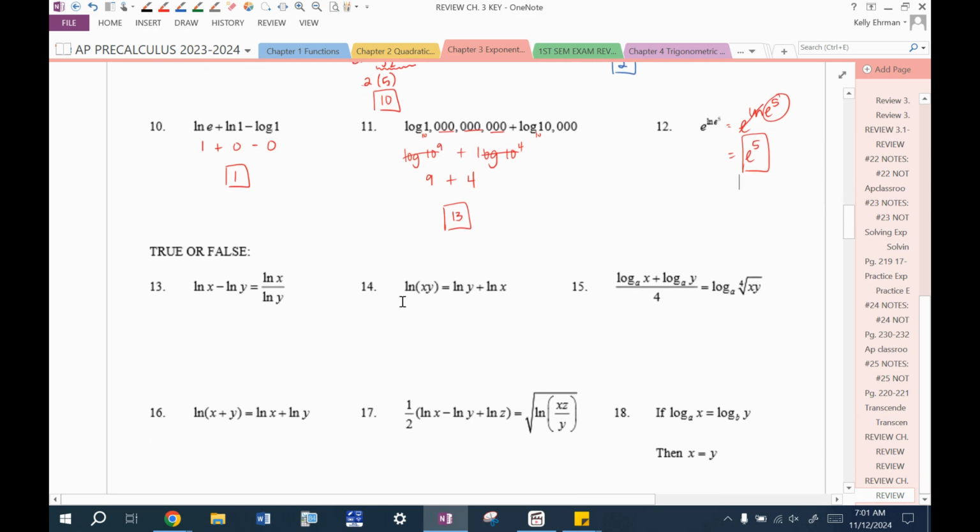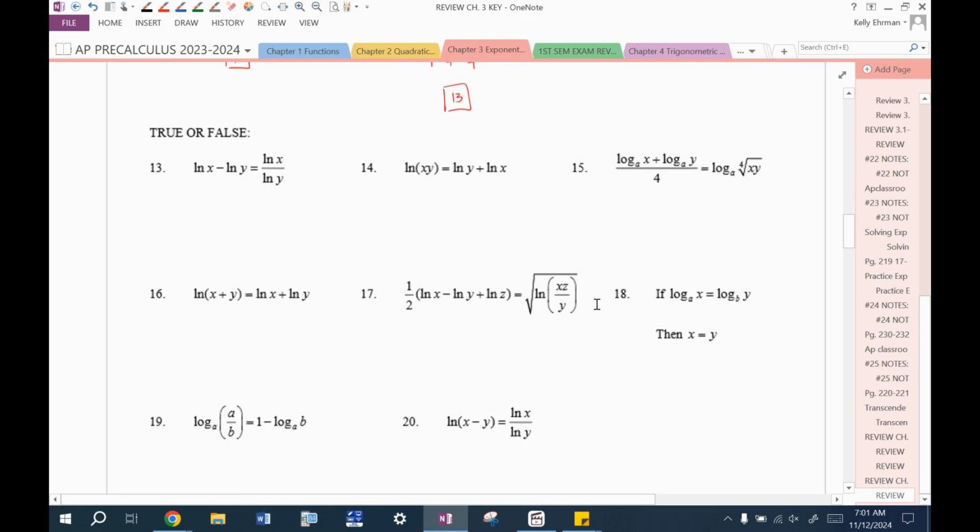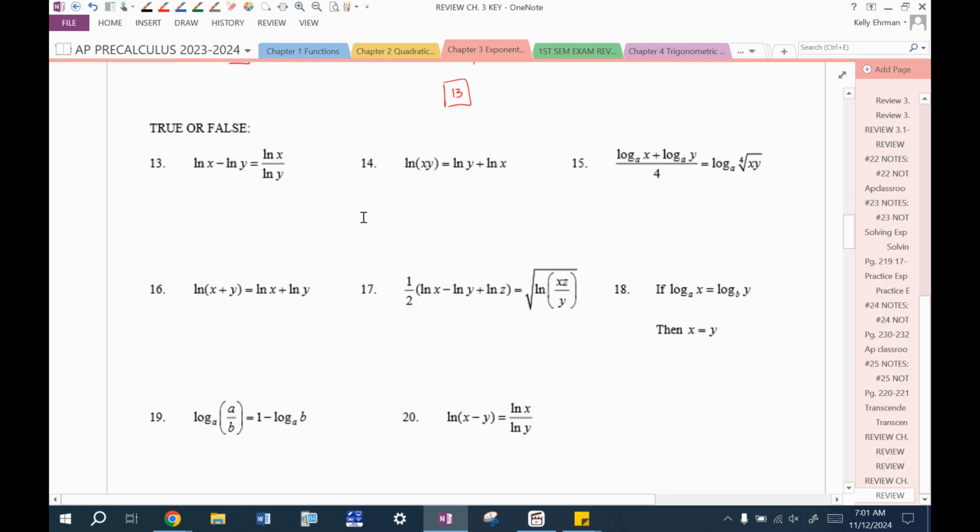All right, true or false? Now this is usually like, can you condense one side or the other and get it to match the other side? Or can you expand one side or the other and get it to match the other side? So let's take a look here. If I said condense this side, then that would be natural log of x divided by y, which is not the same as natural log x divided by natural log y. This is change of base. So this is false.